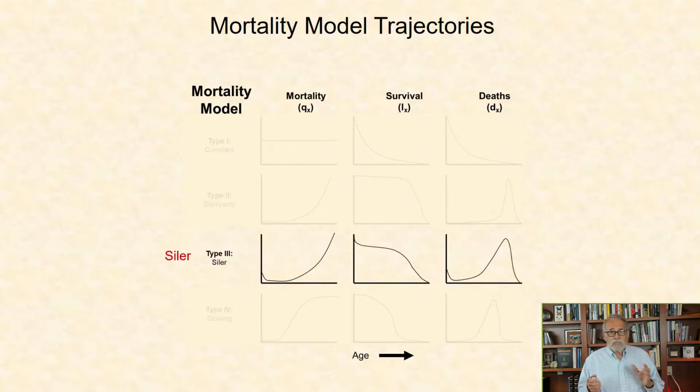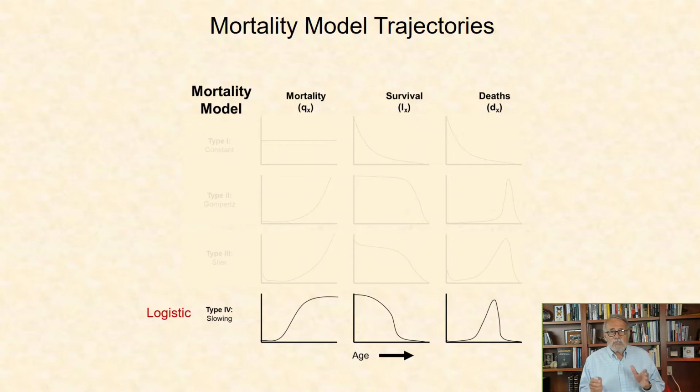The next model is the Siler mortality model. The unique and important feature of this model is the early infant mortality that in turn shows up as the early drop in survival and the early bump in deaths. The last model is the logistic type model, in which mortality slows and plateaus at the oldest ages. This plateau in mortality results in a long tail in both the survival and the DX schedules at the oldest ages.